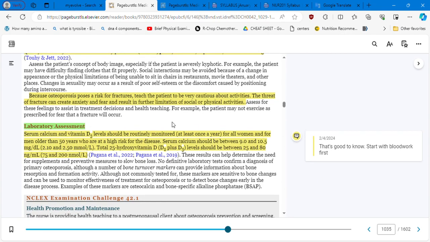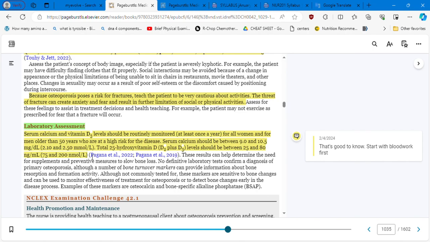Laboratory: serum calcium and vitamin D levels should be routinely monitored at least once a year for all women and for men older than 50 who are at high risk for the disease. Serum calcium should be between 9 and 10.5, we know that, and the total 25-hydroxy vitamin D, D2 plus D3, levels should be between 25 and 80. So this is good to know.